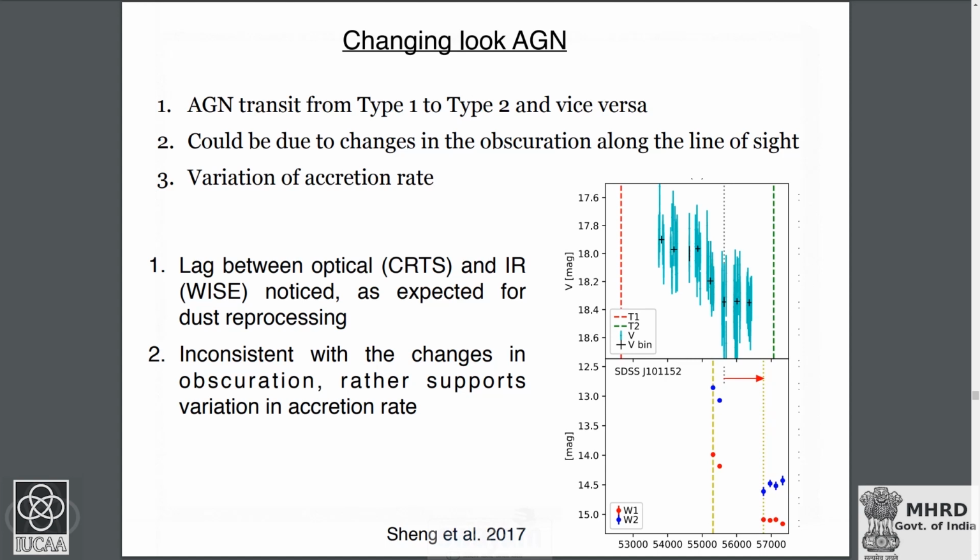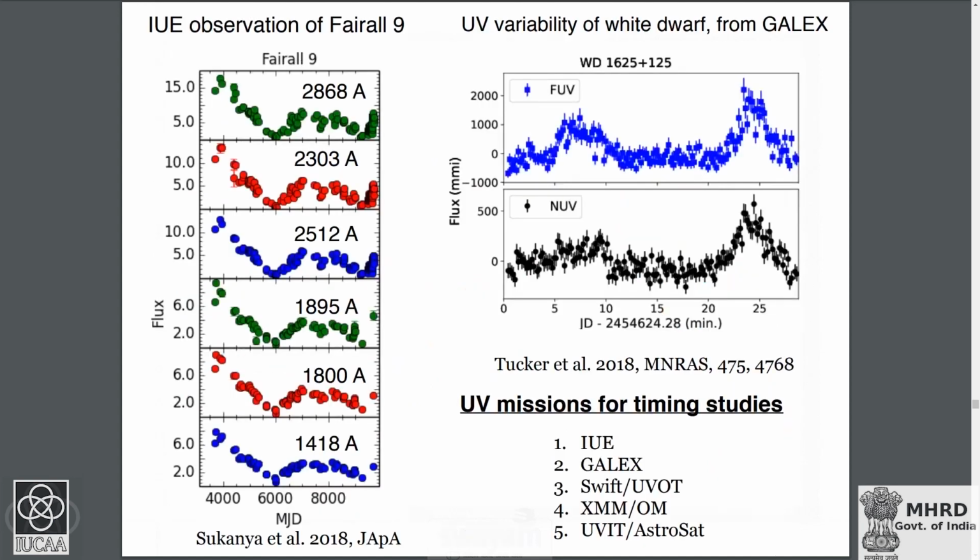What have the authors found? They found that the time delay between the infrared and optical bands is consistent with variation of the source happening because of accretion and not because of obscuration. So, observations of this kind will pose important constraints on the nature of these new kind of sources which are called changing look AGN.